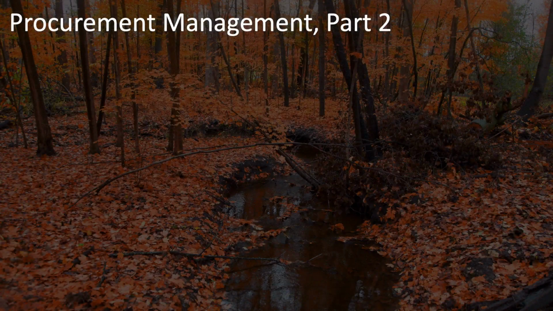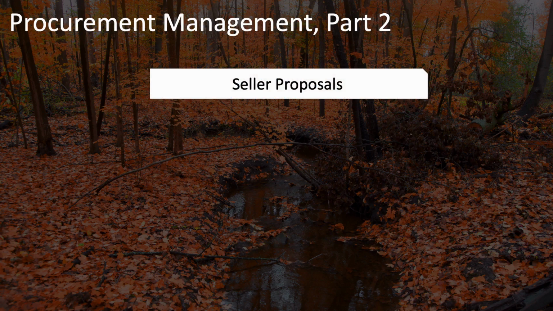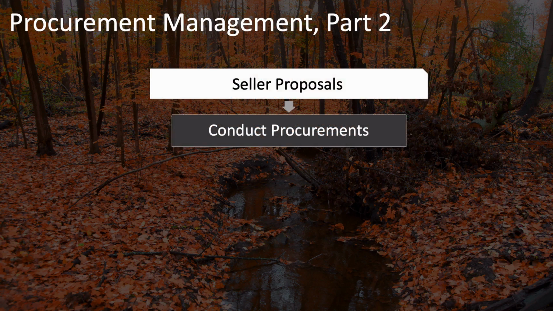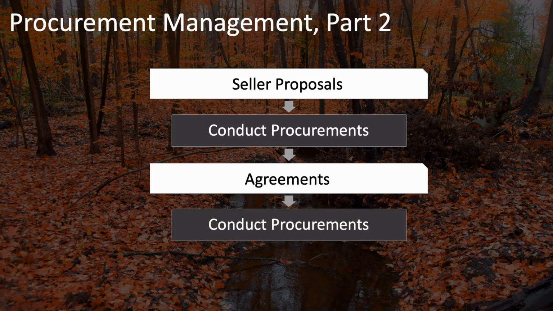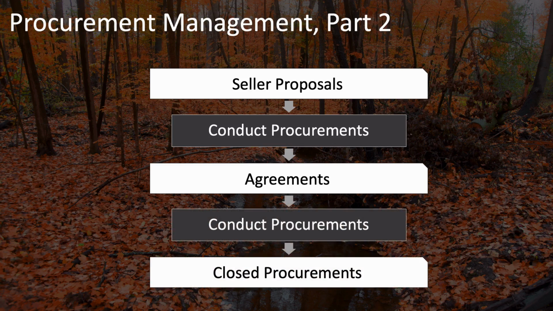These and other key artifacts are used along with seller proposals, which you then analyze in your conduct procurements process and select a seller, and as an output, you have agreements or contracts with these vendors. Those are then inputs to your control procurements process, and then those in the end, when the vendor has finished their work, result in closed procurements.